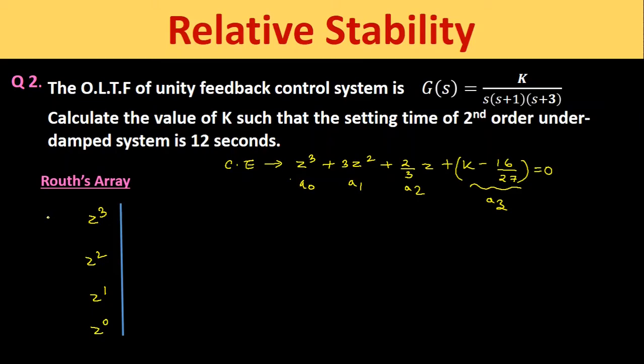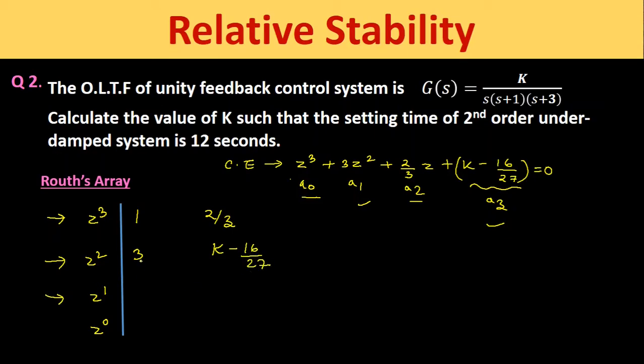To construct the z to the power 3 row, we have to take the even coefficients, that is a0 and a2. Here a0 is 1 and a2 is 2 by 3. Now to construct the z to the power 2 row, we have to take the odd coefficients, that is a1 and a3. a1 is 3 here and a3 is K minus 16 by 27.